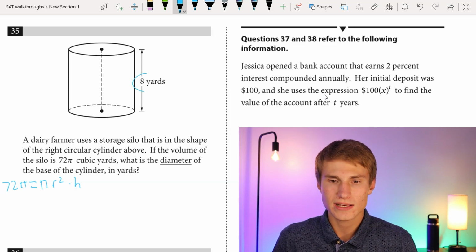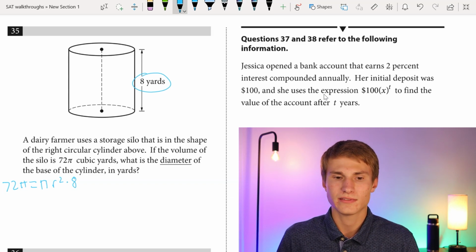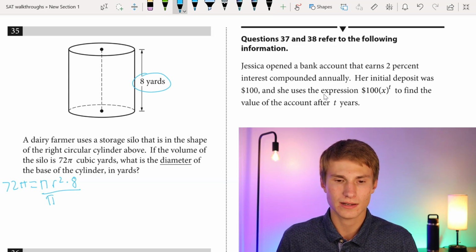All right, now we see that our height is going to be 8 yards. So we can go ahead and plug in our height here. So we'll have times 8. Next thing we can do is divide each side by pi, and then also by 8.